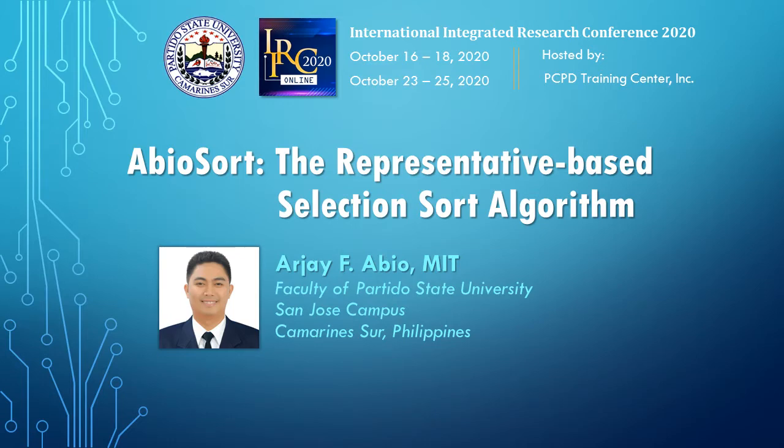I am going to present to you my research entitled AbioSort, the representative-based selection sort algorithm. This research aims to improve the efficiency of the original selection sort algorithm while maintaining its non-recursive structure and its accuracy in performing the sorting operation.